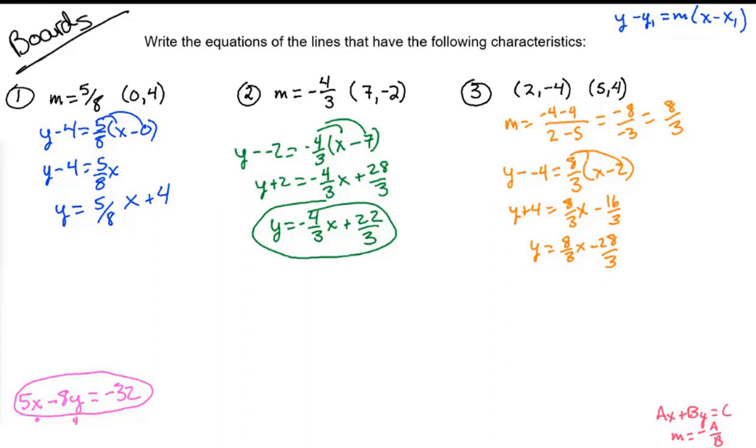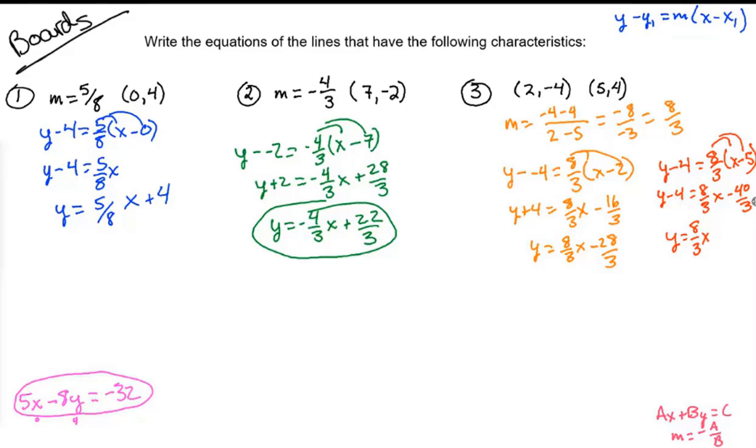A little point that I love to make is, what if we would have used the other point? Y minus this y equals 8/3 x minus this x. If there's any justice in the world, we better end up with the same equation. Let's try that. So we get y minus 4 equals 8/3 x minus 40/3. And now we add 4 to both sides. So that's y equals 8/3 x minus 40/3 plus 4.